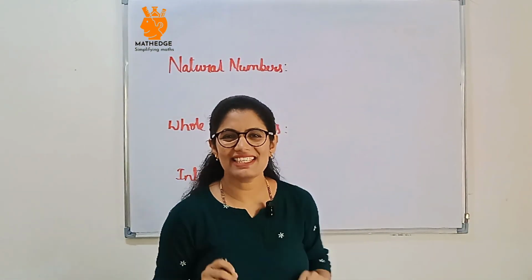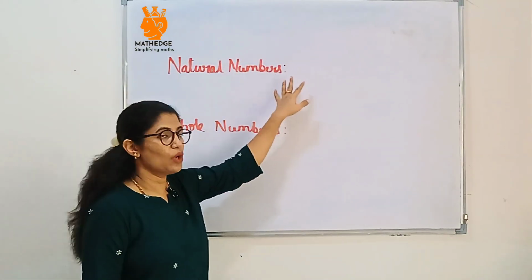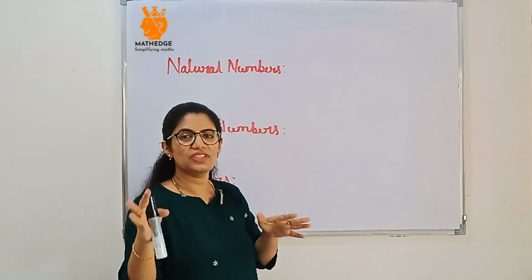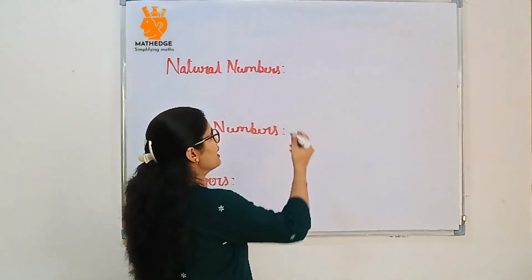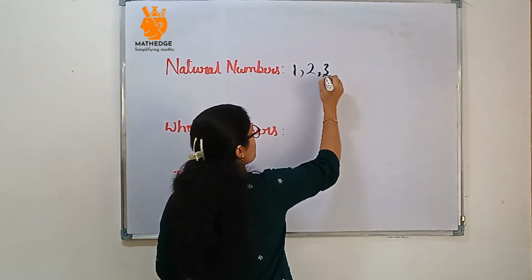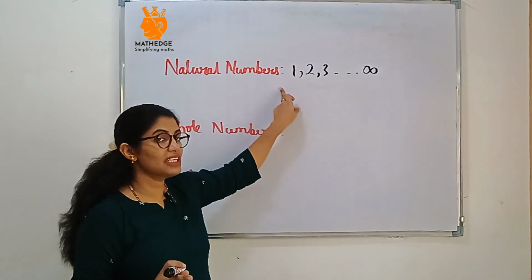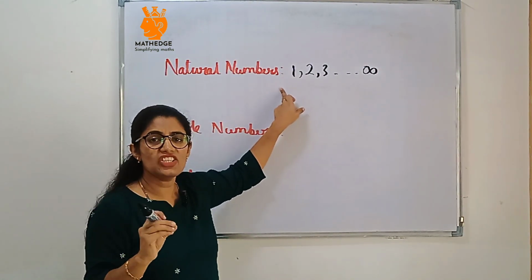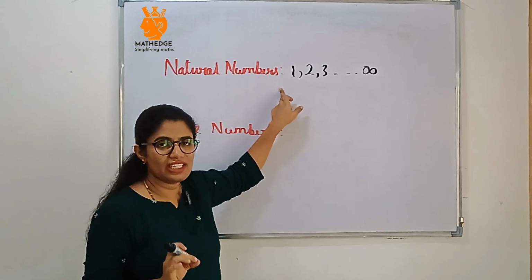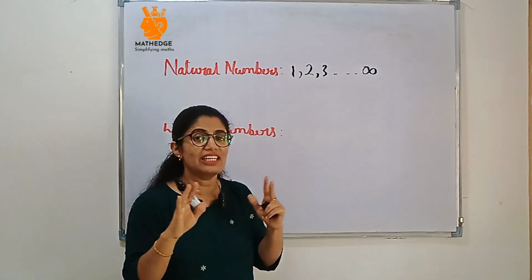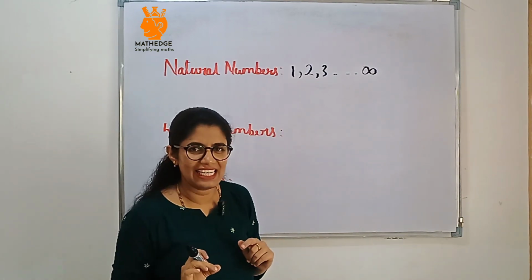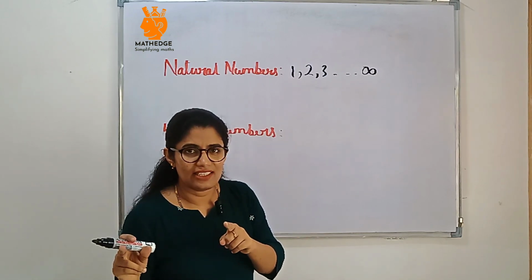Let's start with the basics, natural numbers. These are the counting numbers like 1, 2, 3, and so on up to infinity. We use these numbers in everyday life. In general, we will say, give me 2 chocolates, right? But we'll never say give me 0 chocolates, right? So where will 0 exist?